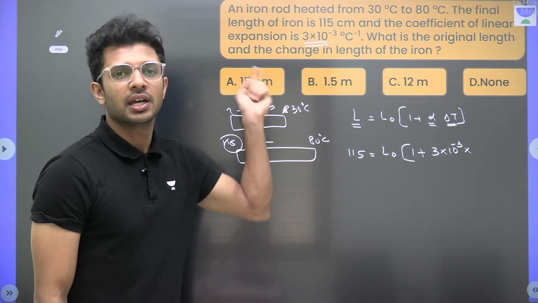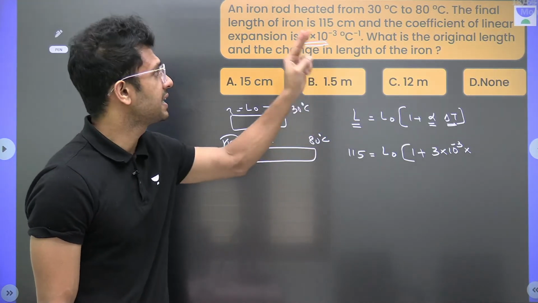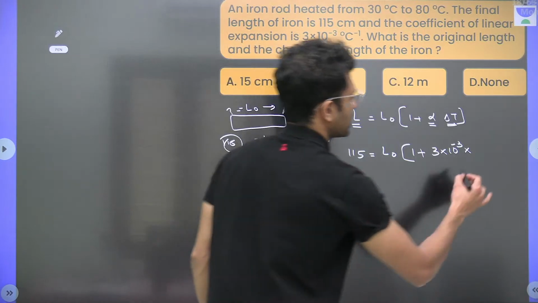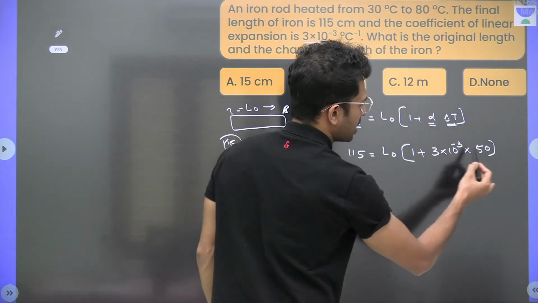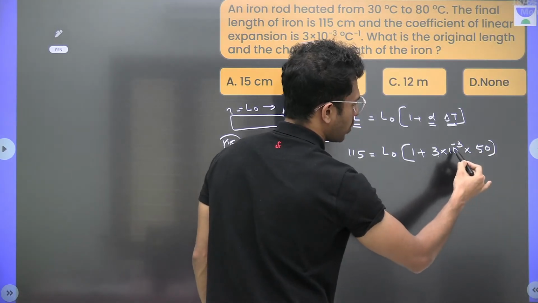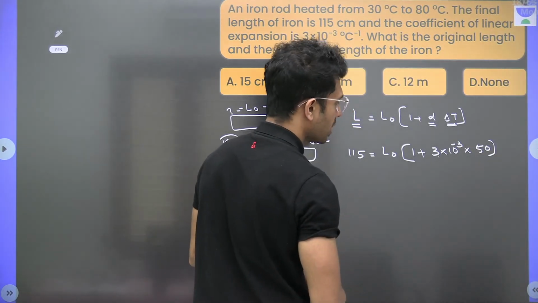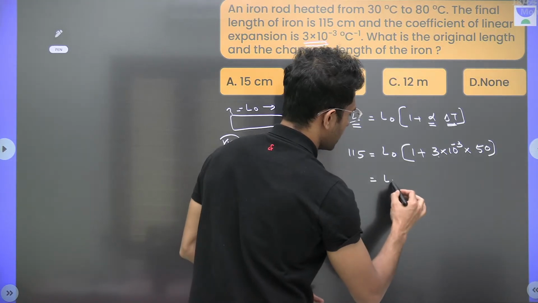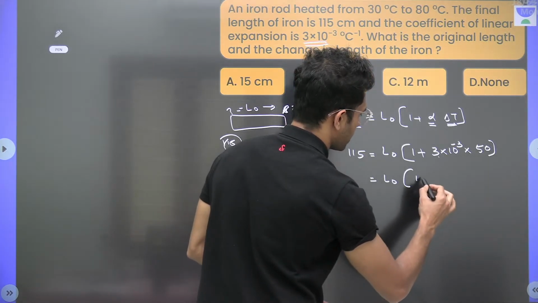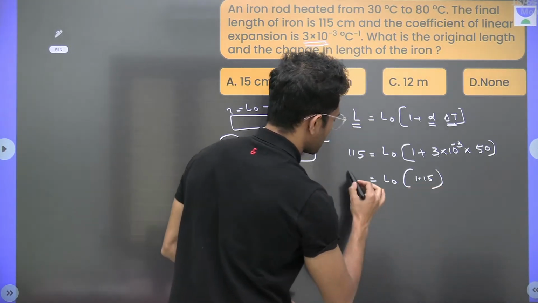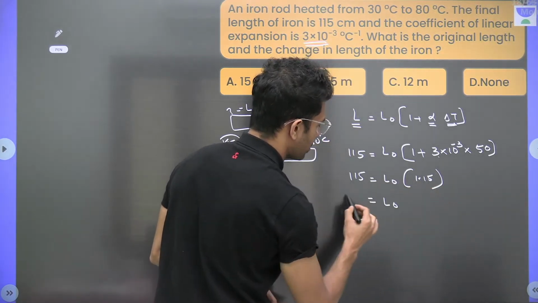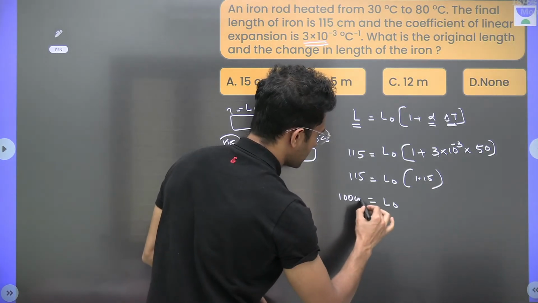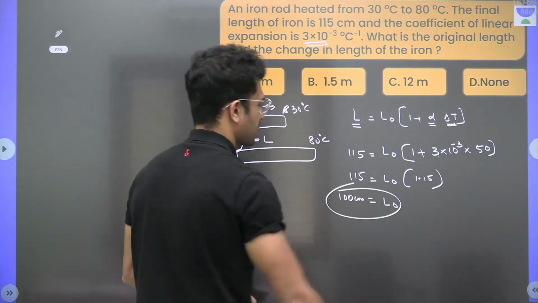What is the change in temperature? It was 30, it became 80. Change is 80 minus 30, that is 50. So this will be 15 into 3 is 150, 150 into 10 power minus 3 is 0.15. So L naught into 1 plus 0.15, which is 1.15, is 115. So the value of L naught is 115 by 1.15, which is 100 with the unit of centimeter.